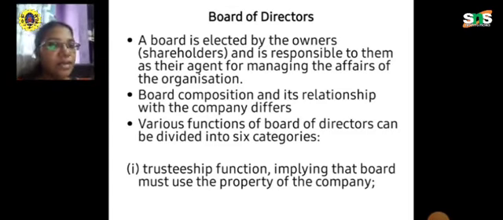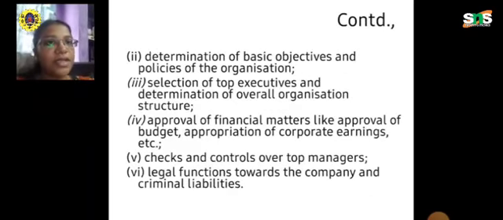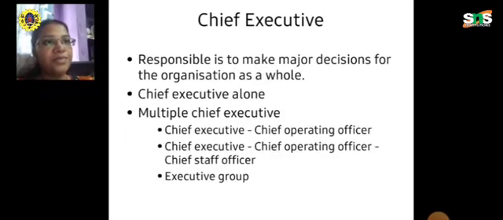Trusteeship function: they imply that the board must use the property of the company properly. Second, the determination of the basic objectives and the policies of the company. Then selection of top executives, determining the overall organization structure, and approving financial matters like budget and corporate earnings. And overall the checks and controls over the top managers, and the legal function towards any company and criminal liabilities.